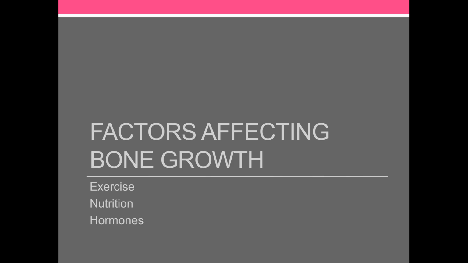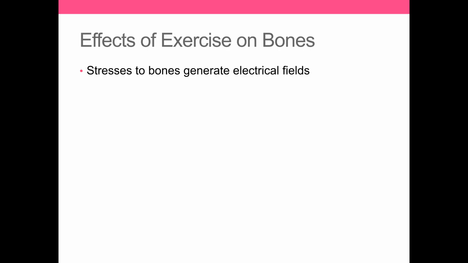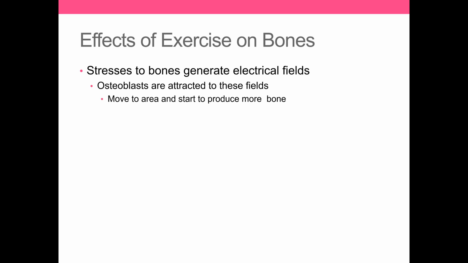Now we'll talk about factors affecting bone growth, including exercise, nutrition, and hormones. So, stresses to bones during exercise actually cause electrical fields to be generated within the bone, and this is thought to be related to the osteocytes being able to sense how much stress is being put on a bone. But when the electrical fields are generated, osteoblasts are attracted and activated, and they work to increase bone density. So they move to that area and they start to produce more bone.